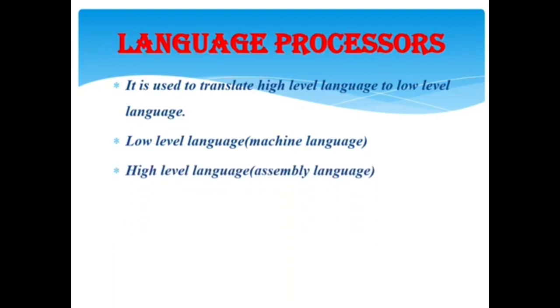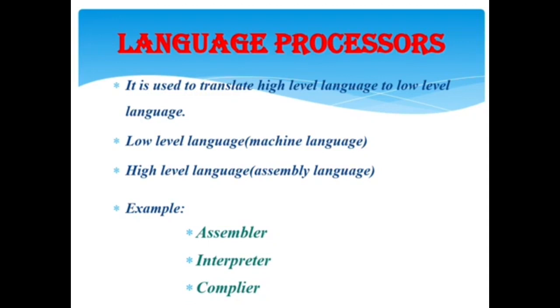The next one is high level language, that is assembly language. So we give the instruction in assembly language, then inside the processor it will convert it into zeros and ones, then the machine will understand. Some examples of language processor: the first one is assembler, interpreter and compiler. These are the examples of the language processor.